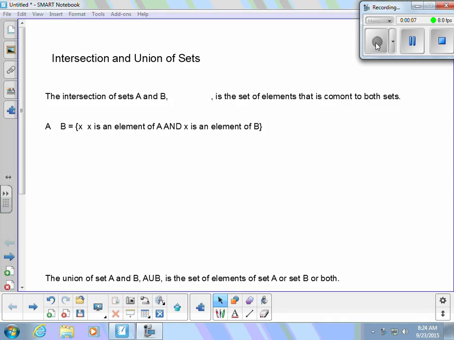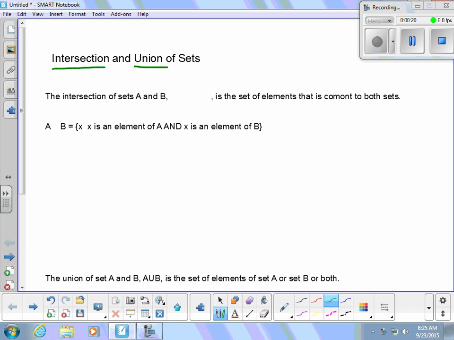In this lesson, we're going to look at intersection and union of sets. We've done some set notation, and we're going to look at one other type of set notation as well. So, looking at intersection and unions.